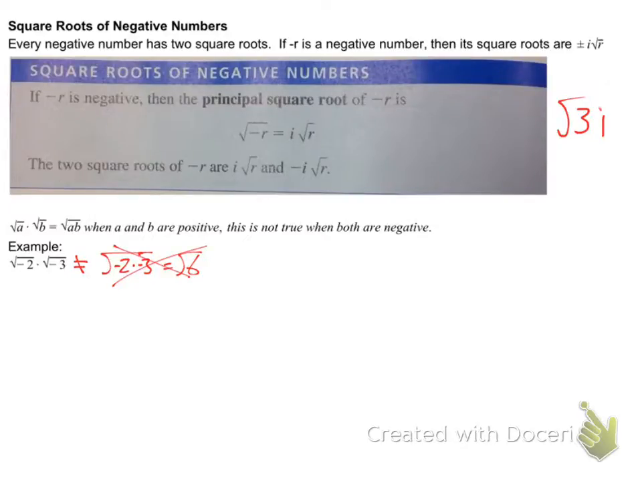To multiply square roots, you need to poke an i out first, which means this becomes i times the square root of 2 times i times the square root of 3. Now you can say, hey, wait a minute, that's i squared times the square root of 2 times 3, which is negative 1 times the square root of 6, which is negative square root of 6. That's the proper way to do that problem. You can't cancel out the negatives. Not a good idea.